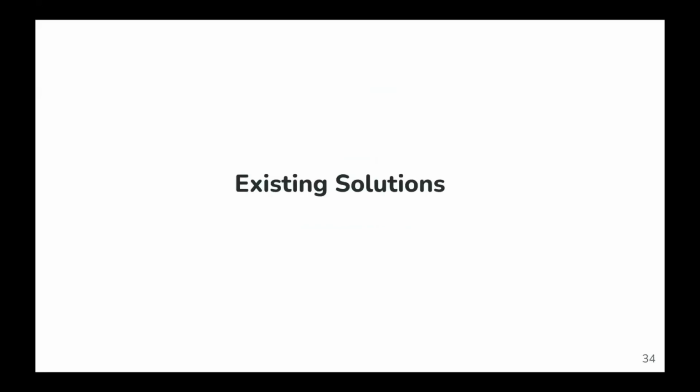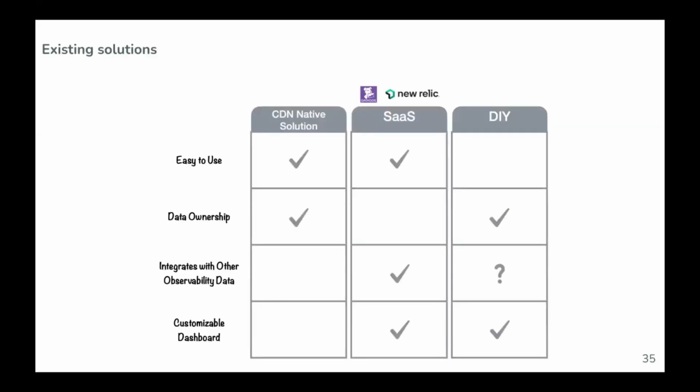Let's take a look at existing solutions available to teams that want to monitor the AWS CloudFront CDN and their various trade-offs. These teams have a few options. First, they could use the CDN's native solution. For CloudFront, this would be the included reports and analytics page. These solutions are easy to use and don't require teams to send data to a third party, but don't easily integrate with other observability data, and in Amazon's case, don't offer customizable dashboards.